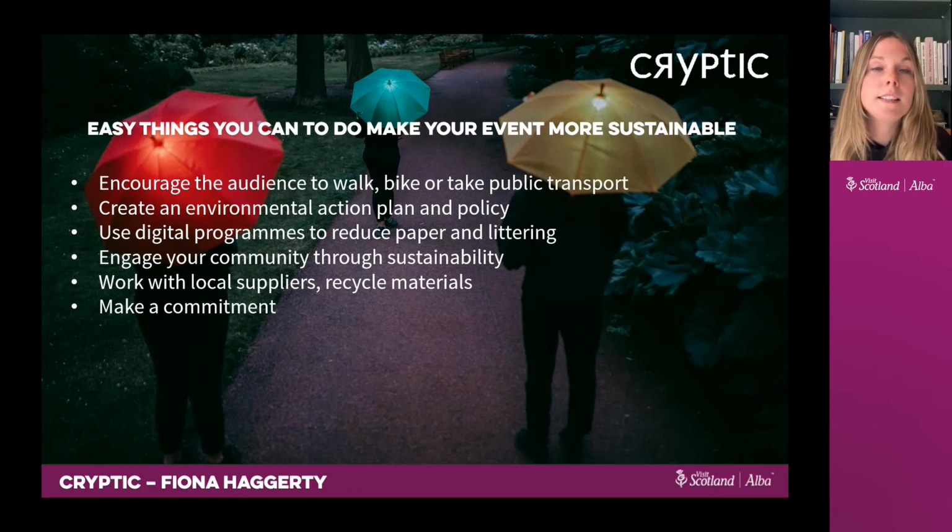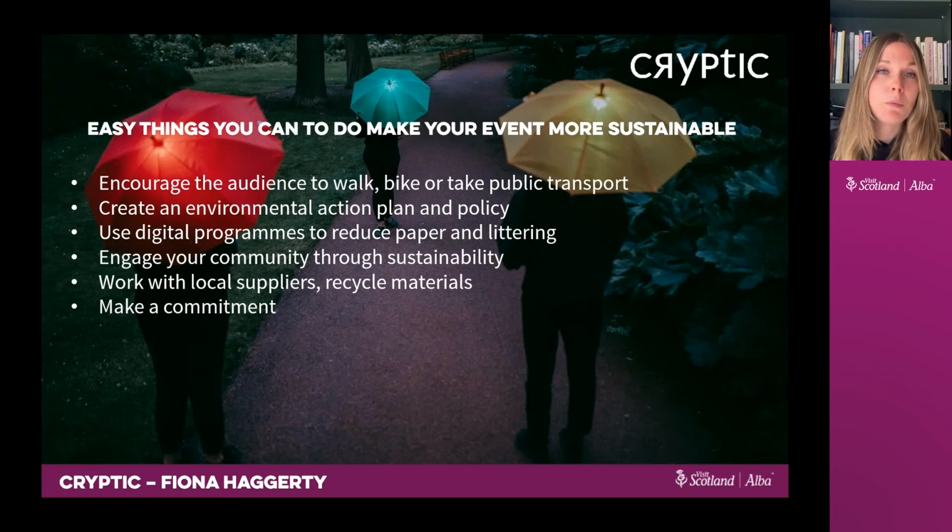And one of the key things that we did for Signal, and that I would really, really recommend, is making a commitment towards environmental sustainability. So for Signal, we undertook the Zero Waste Scotland Resource Efficiency Pledge, bronze level. To achieve this, we submitted all of the work that we did around the action plan and the policy and the beach cleanup and all of the documentation around that. And that enabled us to achieve the bronze award.